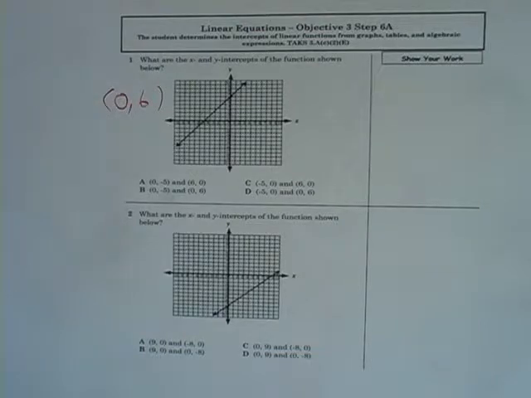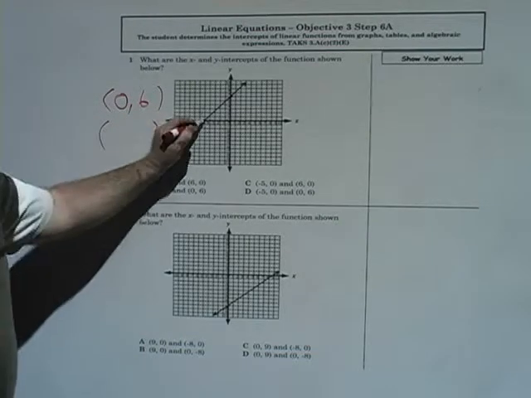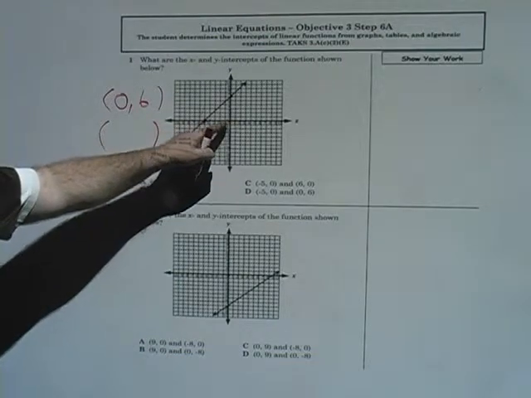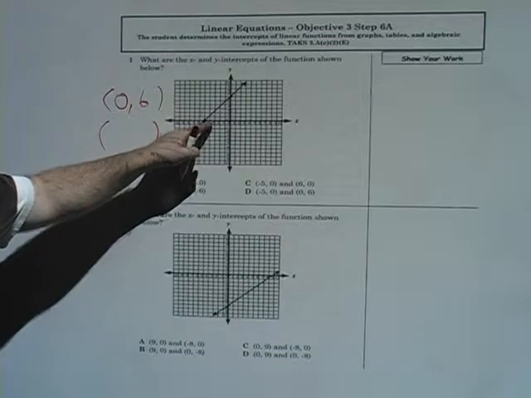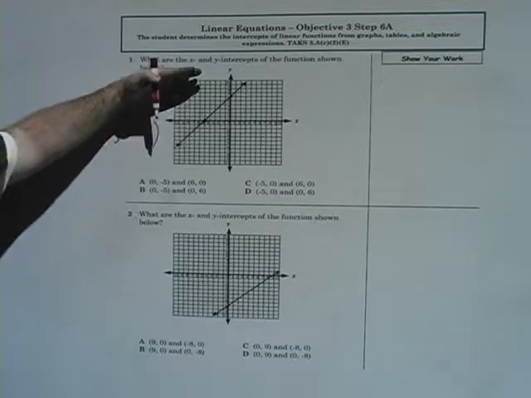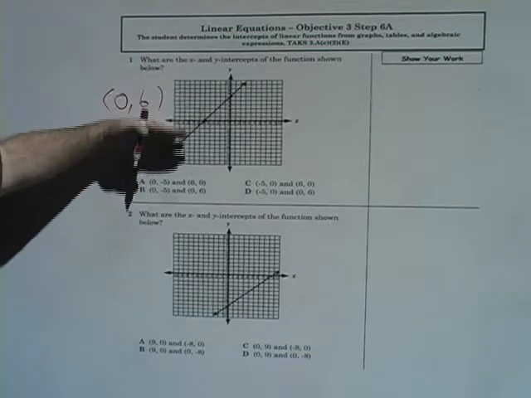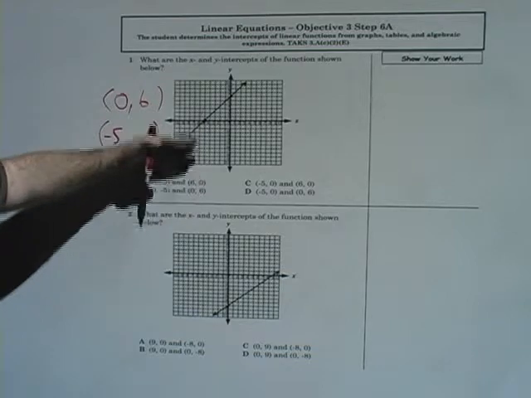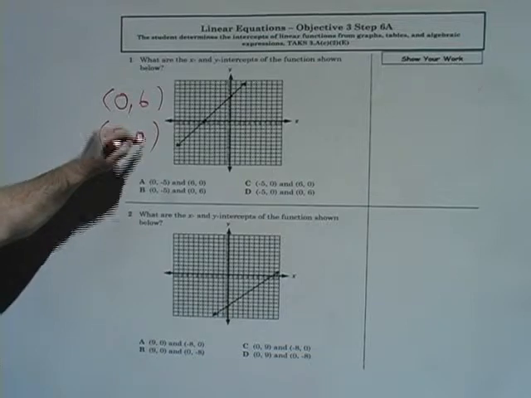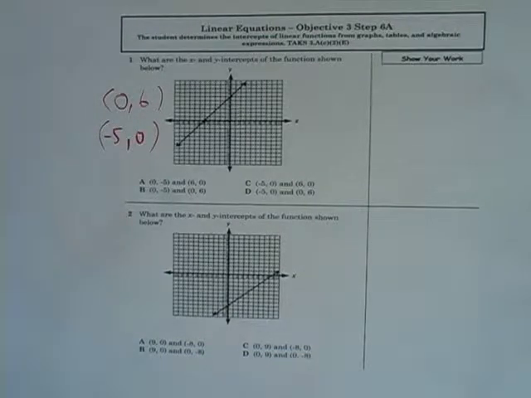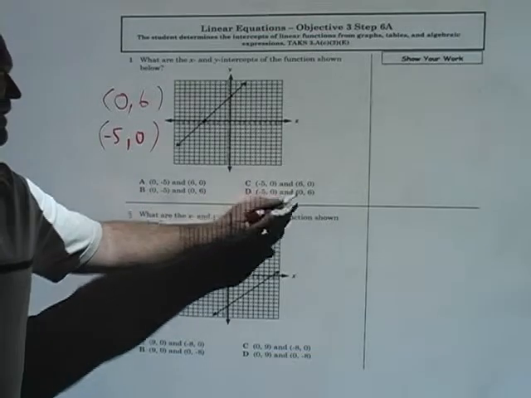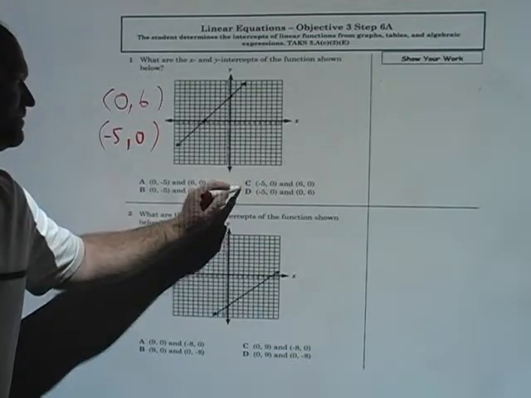Y is 6. Now the x-intercept is just where the line crosses the x-axis. And it's going to be -1, 2, 3, 4, 5 for the x. And now the y is 0. Because you don't go up, you don't go down. The y is just right on 0. Okay, so those are the two intercepts. 0, 6, and negative 5, 0, right here.